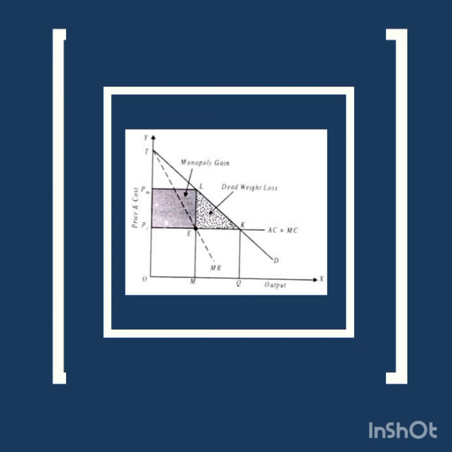This second component of loss in consumer surplus, as measured by the area of triangle LKE, is called the deadweight loss of welfare caused by the monopolist. This represents the social cost of monopoly.